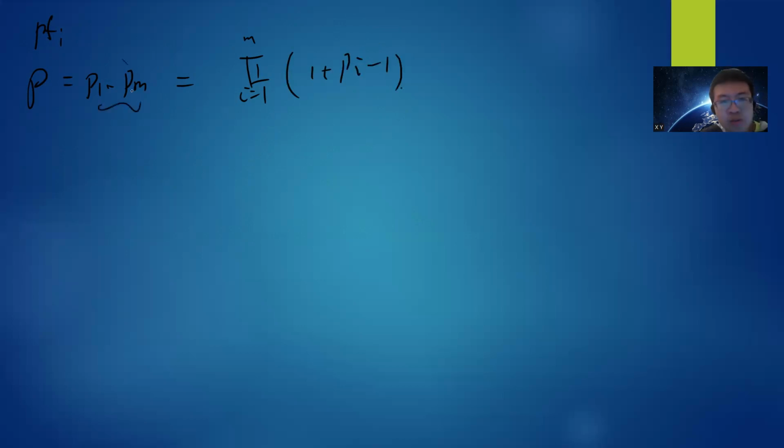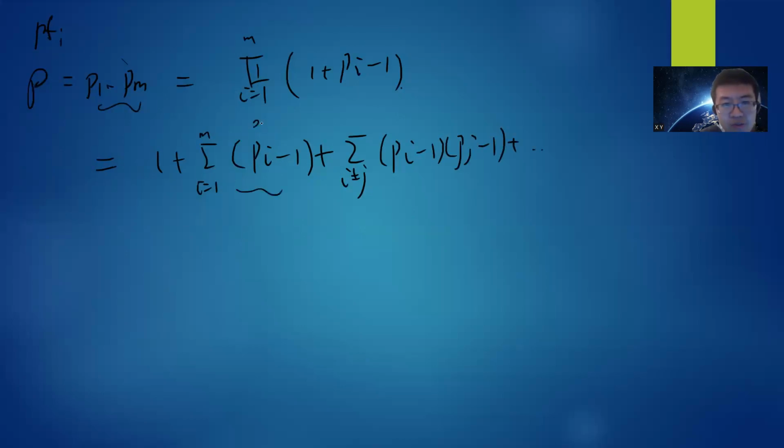Okay, proof. One can write p as p_1 up to p_m, with small p's. All these primes need not be distinct, we're just writing the prime factorization. So p equals the product from 1 to m of (1 + (p_i - 1)), which you can write as 1 plus the summation over i from 1 to m of (p_i - 1), and also the sum over i different from j of (p_i - 1)(p_j - 1), and keep going.